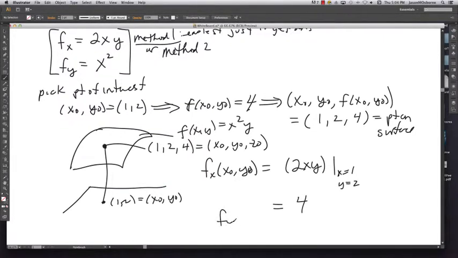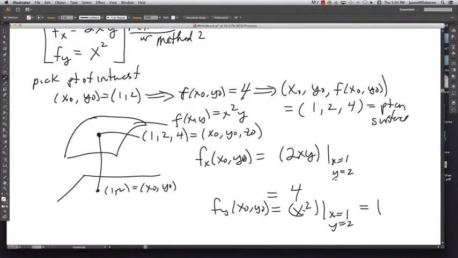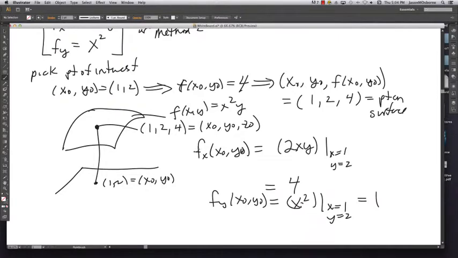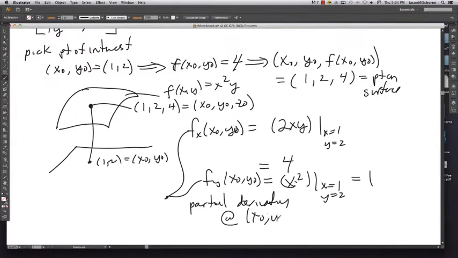That should give you 4. Okay. And f sub y evaluated at x naught, y naught, that should give you x squared evaluated at x is equal to 1 and y is equal to 2, and that should just give you 1. Okay. So we have then computed these partial derivatives. Right here we've got 2 partial derivatives at the point x naught, y naught. I mean, the question is, meaning, what are these numbers? What did we just do?